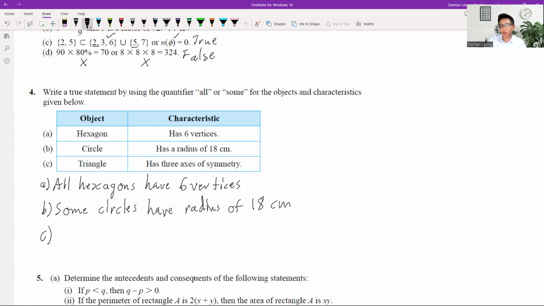And part C, triangle has 3 axes of symmetry, also only some, only equilateral triangles. But we also have isosceles triangles. We also have scalene triangles, where all the sides are different. So this is also only some. Some triangles have 3 axes of symmetry. Yeah, that's question 4.